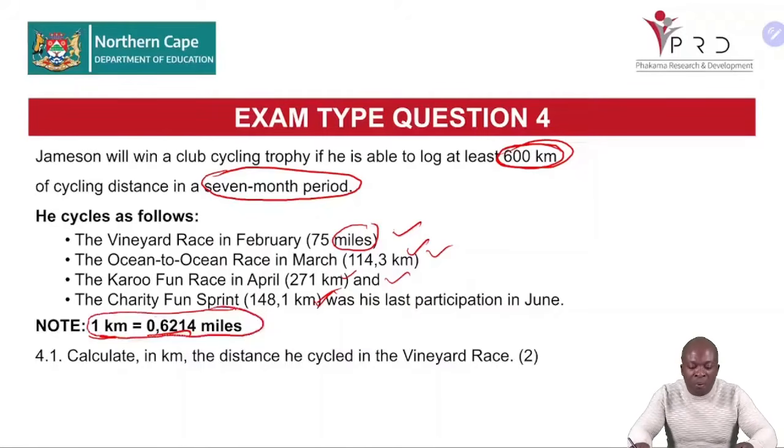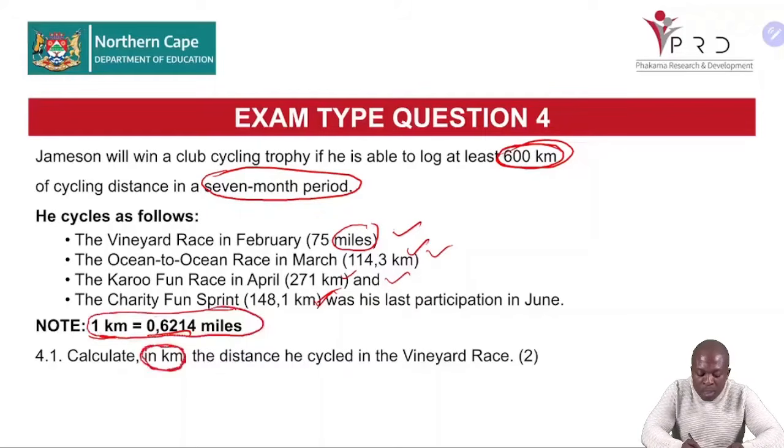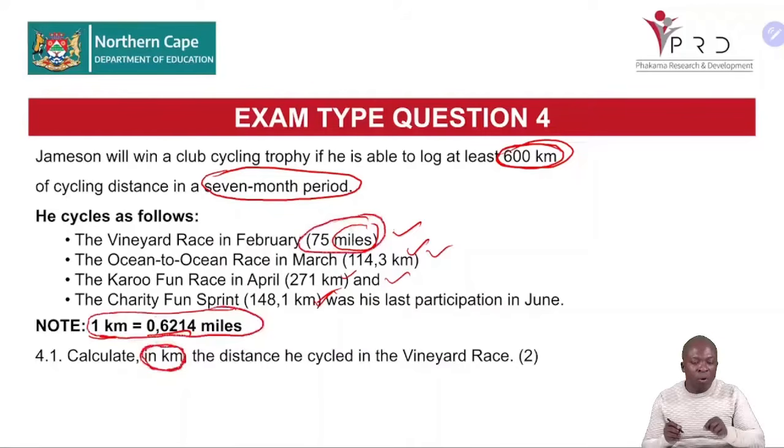So let's look at our question then. The examiner is saying, calculate in kilometers the distance he cycled in the vineyard. But what was the key? Our answer should be in kilometers. So then you highlight that one. Therefore, which of the values do we need to convert? Good. The first one, the 75. We need to convert the 75 from miles to become kilometers so that we can add it to the rest of the values.